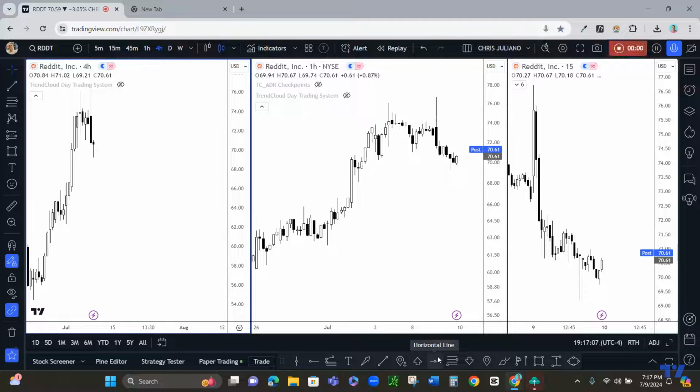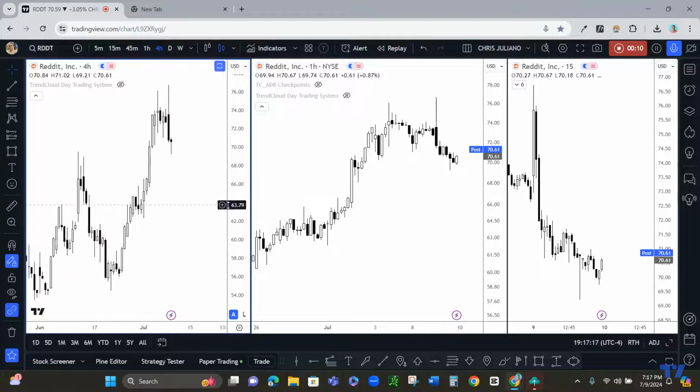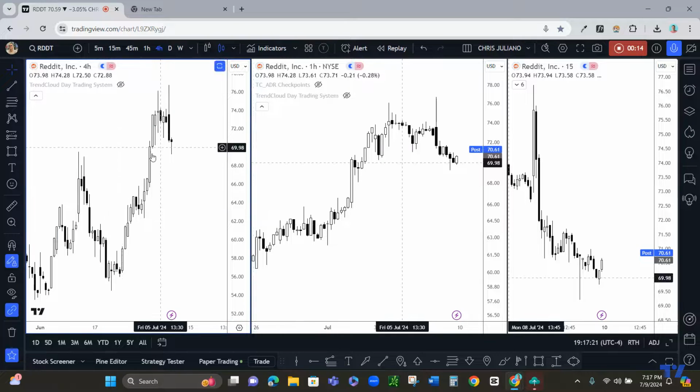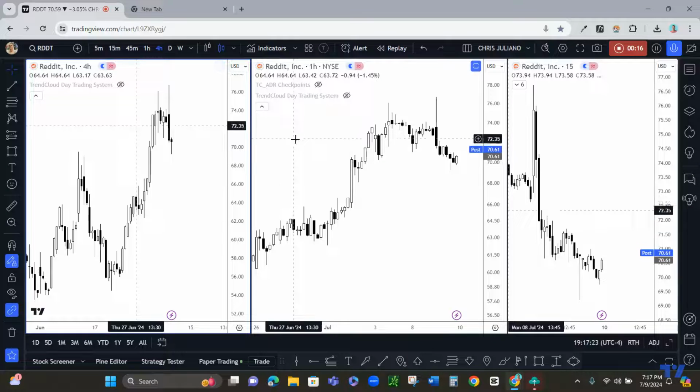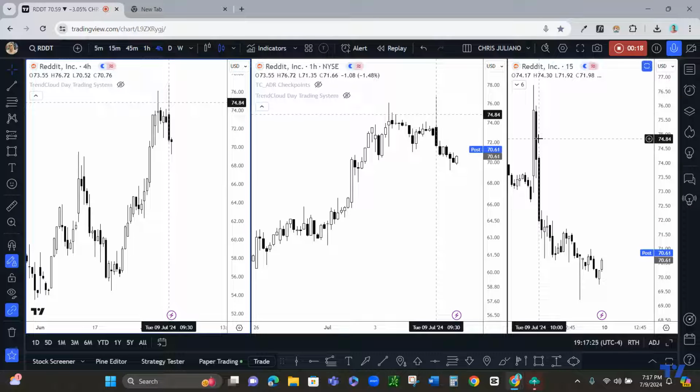We're going to go over the stock Reddit, RDDT. There's a lot of chatter on TradingView about this stock, so I'm going to do another tutorial on it. Let's talk about time frames. What do we do on each time frame in our analysis?